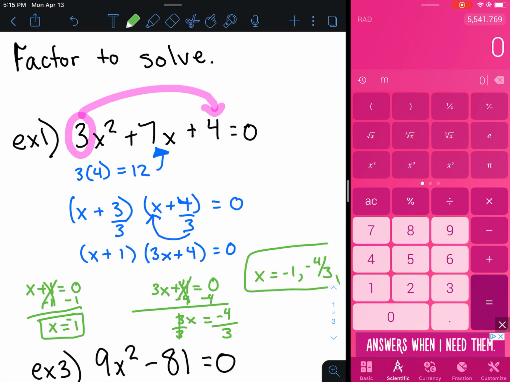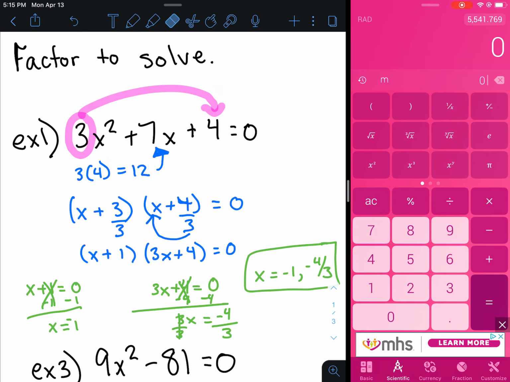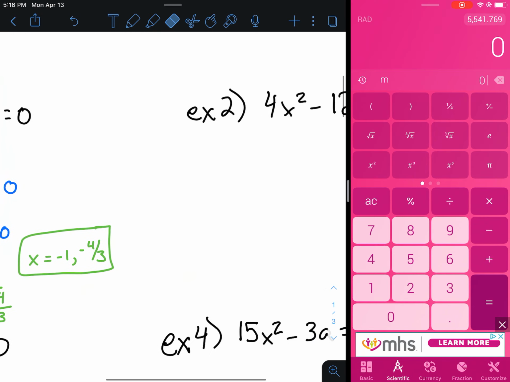You can go ahead and put them together and separate them by a comma. Now remember, with our solutions, whenever you're solving an equation, you can always check by plugging it back into the original problem. So if we plugged in negative 1, for instance, for x, we would get negative 1 squared is 1 times 3 is 3. 7 times negative 1 is negative 7. So 3 plus negative 7 is negative 4, plus 4 is 0. So it ends up working. And we could also do the same thing for negative 4/3. I'm just not going to do that at this time.